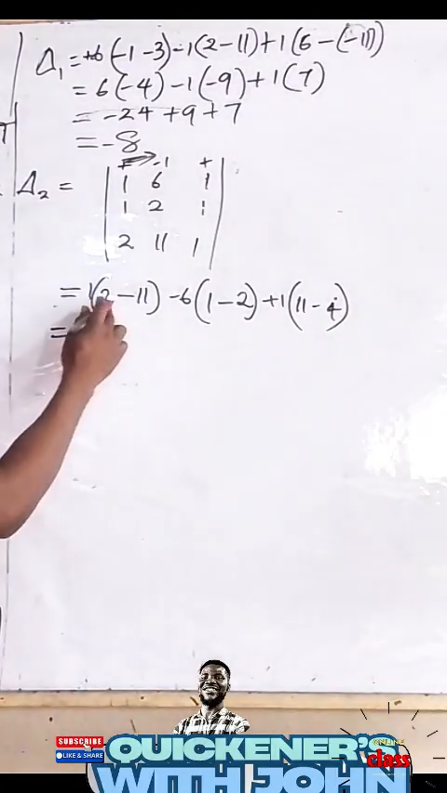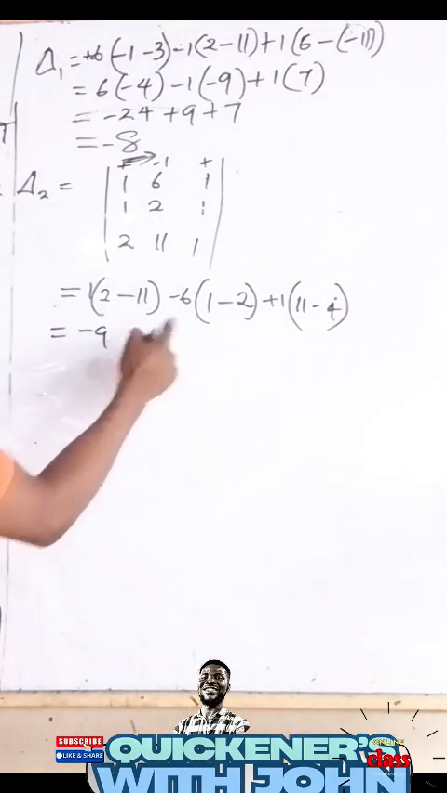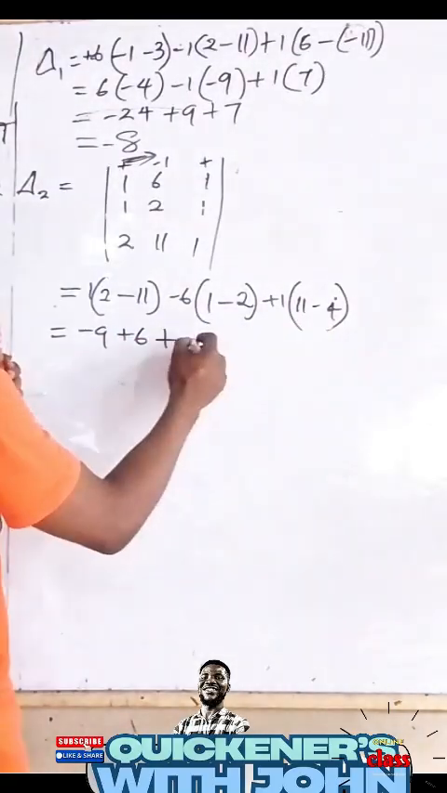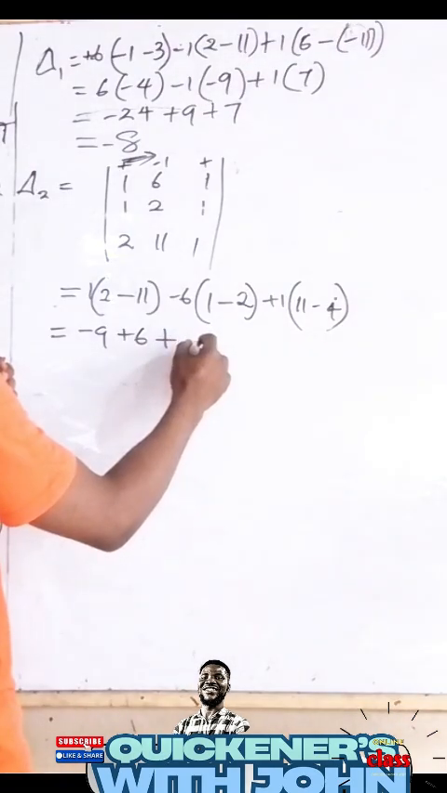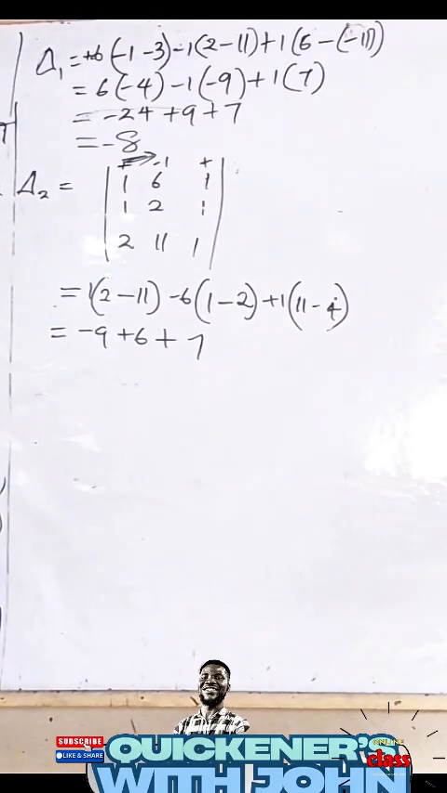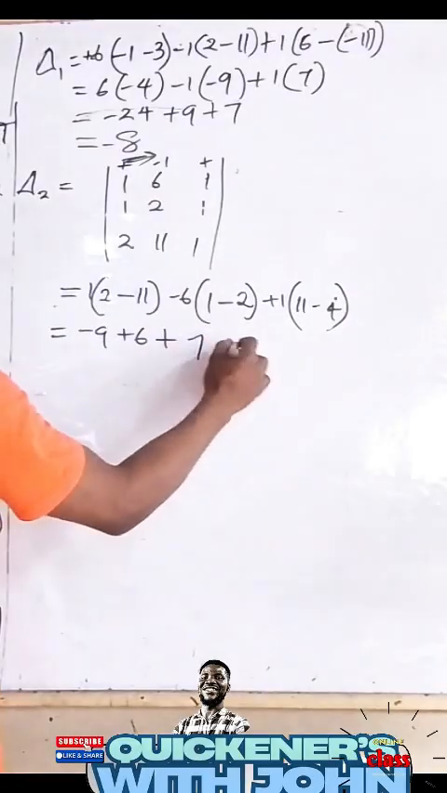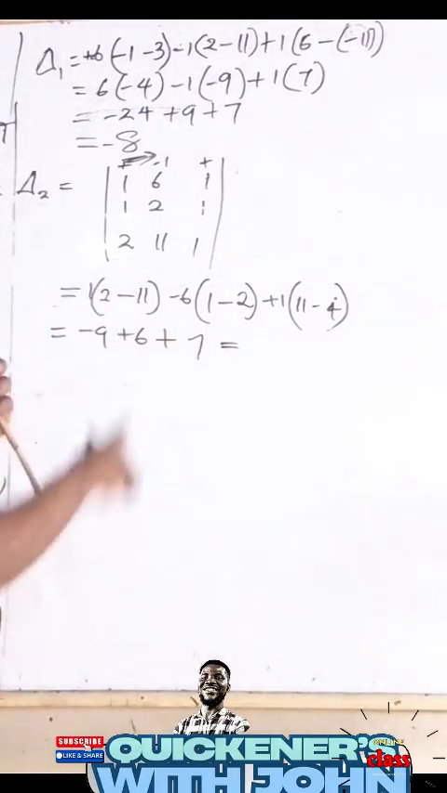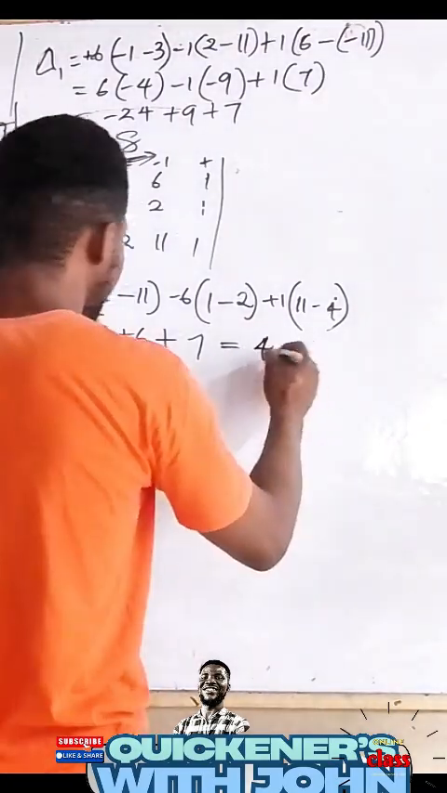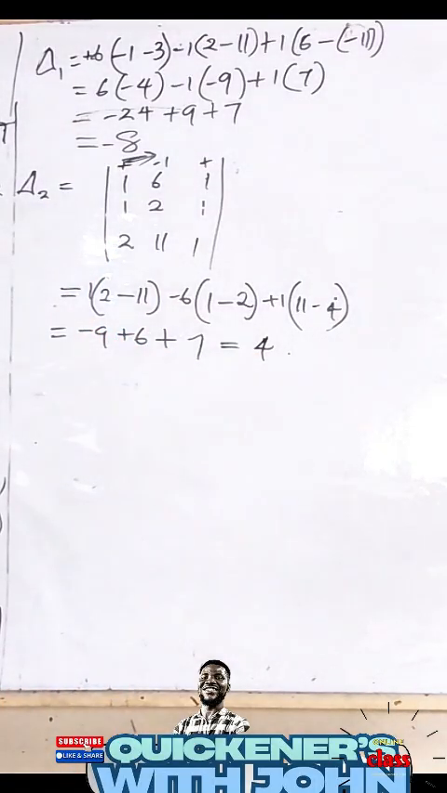So let's go. Minus 9 plus 6. That would be what? That would be 7, right? That would be 7. Okay? Right? Good. So add this, what do you have? This plus this, 6 plus 7, that will give you 13. Minus 9 plus 13, that's 4, right? So that's delta 3 is what? 4. That's delta 2, 4.